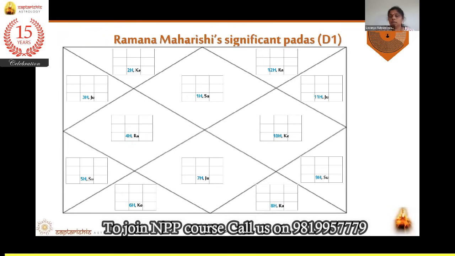And this is Ramana Maharishi's North Indian style chart with the placements. The reason I am not using it for other charts is that sometimes, if there are many conjunctions, it is very hard to place them in here, which I'll be showing you in the classes, how to fix it.